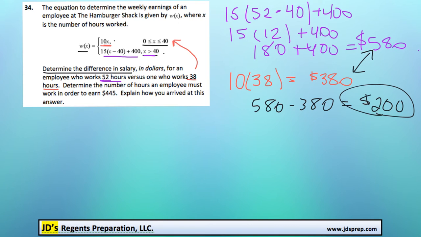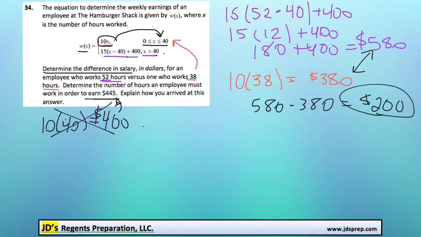Now, for the next part, it says to determine the number of hours an employee must work in order to earn $445, and explain how you arrived at this answer. Now, we have to first figure out which one of these equations we're going to use. If we use the 10x, notice that the maximum amount of hours worked possible here is 40. And so that means if we did 10 times 40, $400 is the maximum you could make without working overtime or over 40 hours. So because that's not as high as 445, we know that that equation's not going to work.